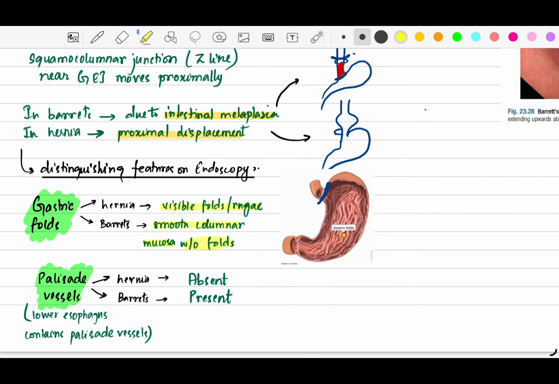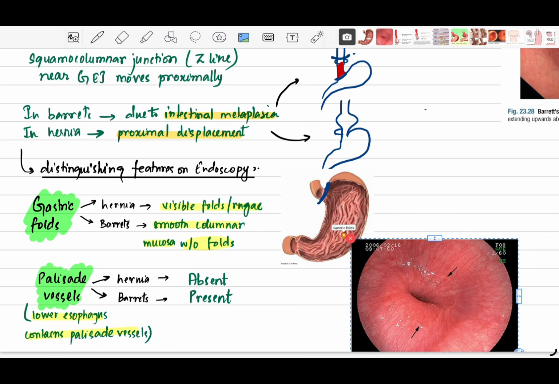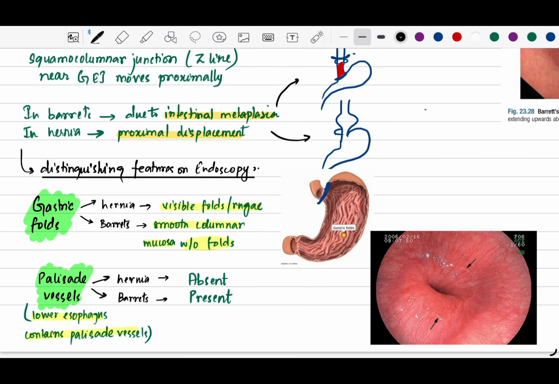The palisade vessels are usually present in the lower esophagus. Let's look at a picture here. These are the palisade vessels. These are tiny blood vessels that are actually a distinguishing feature of the gastroesophageal junction.